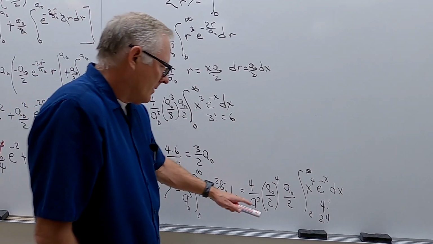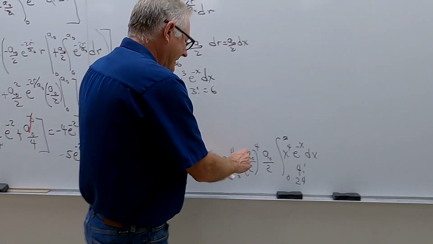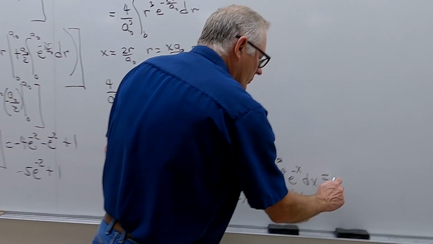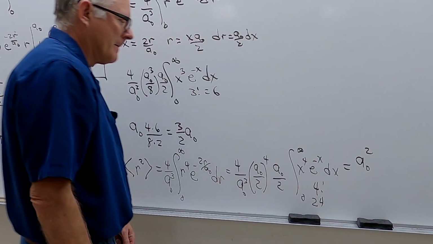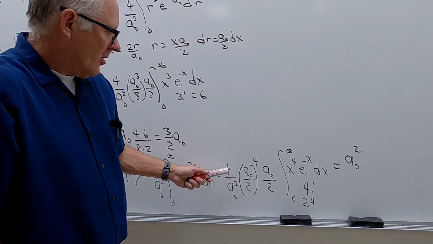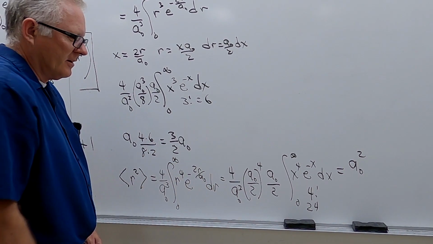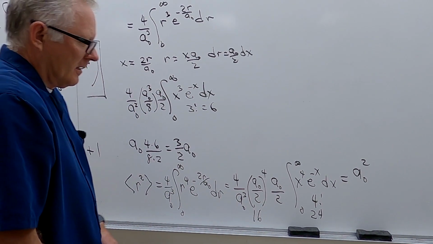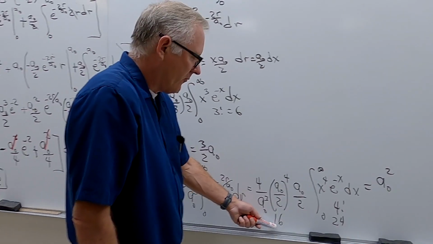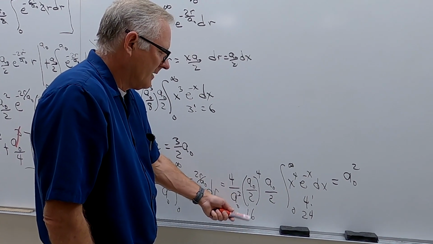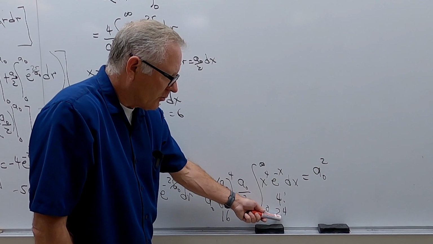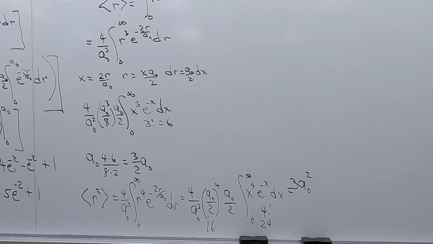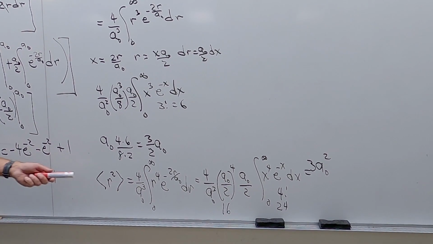So what do we got? We got the a naught to the 4th, a naught to the 5th over a naught cubed is a naught squared. And then we get 2 to the 4th, which is 16. And so we get 4 over 16, that's 1/4, 1/8 times 24, which is 3. 3 a naught squared. So that's what the expectation value of r squared is.